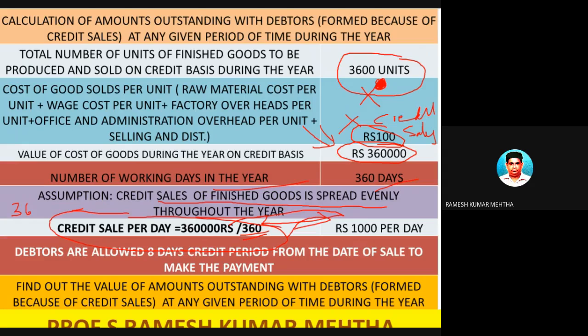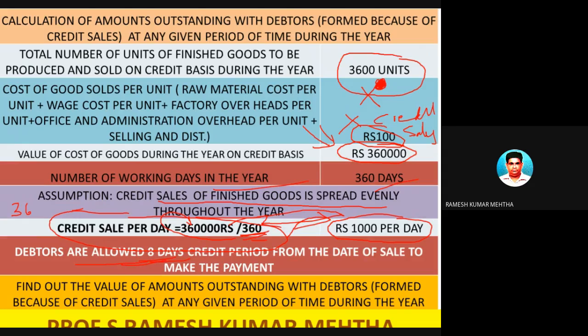Because over a period of 360 days, I've sold goods worth 3,60,000 on credit basis. So per day it is 1,000 rupees of credit sales to the customer. Now, how many days of credit period is the customer allowed? In this particular problem, it is given that the credit period allowed to the customer is 8 days.